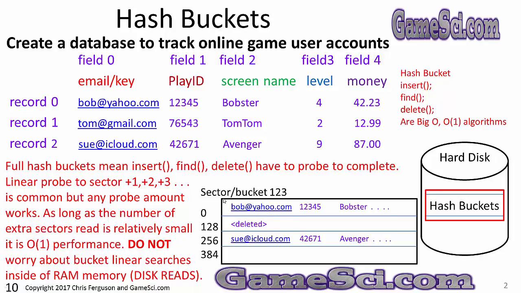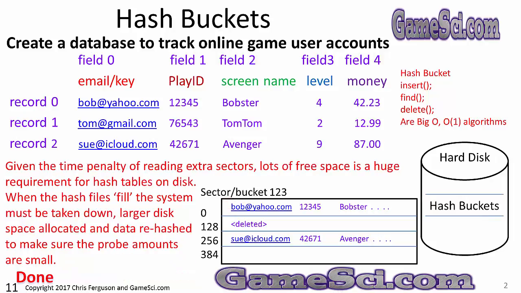So we did a lot of operations where we had to linear search this bucket while it was in RAM. Well, that happens so fast compared to 1 disk read, it's negligible. You don't have to worry about that linear search. The linear search you have to worry about is the one that reads multiple disk sectors. That will slow down a database. Linear searching data in RAM will not slow it down. Insert, find, and delete are all big O order of 1 algorithms.